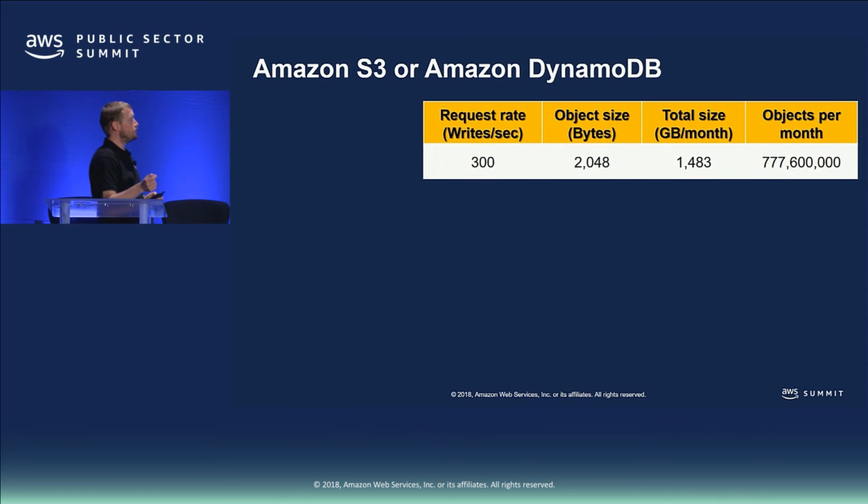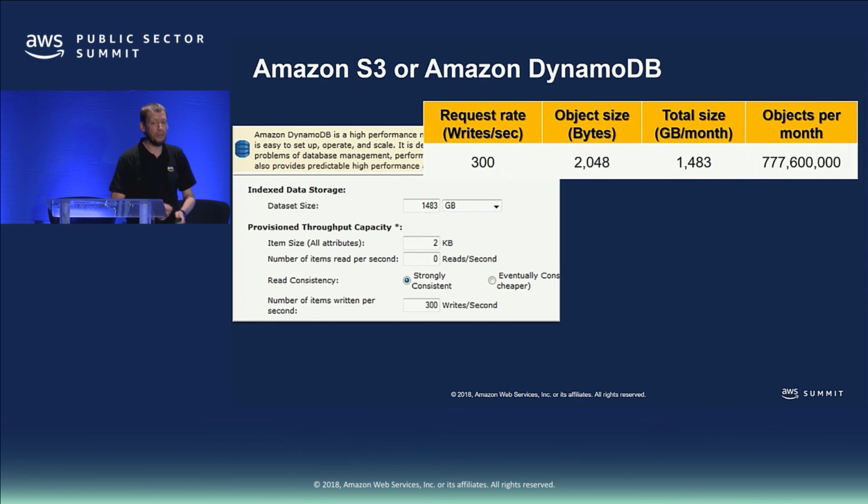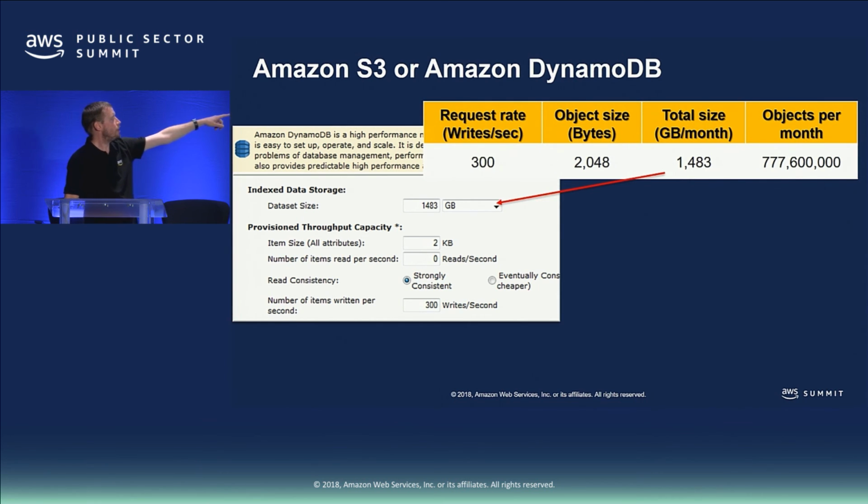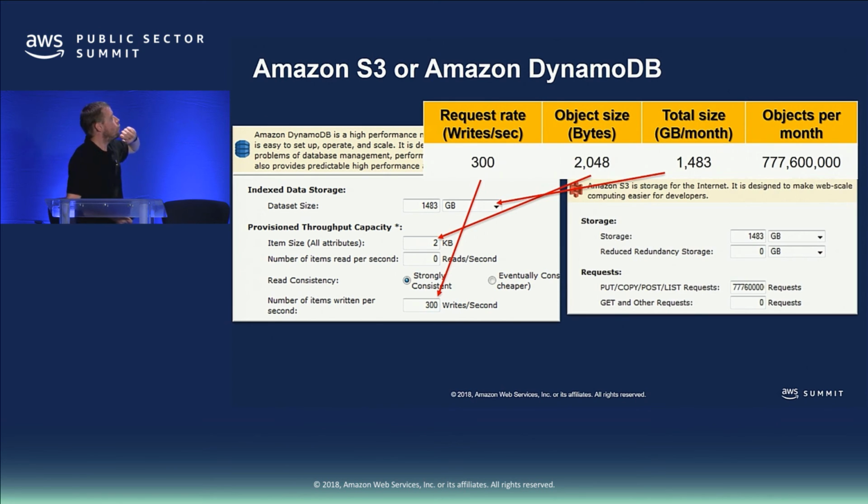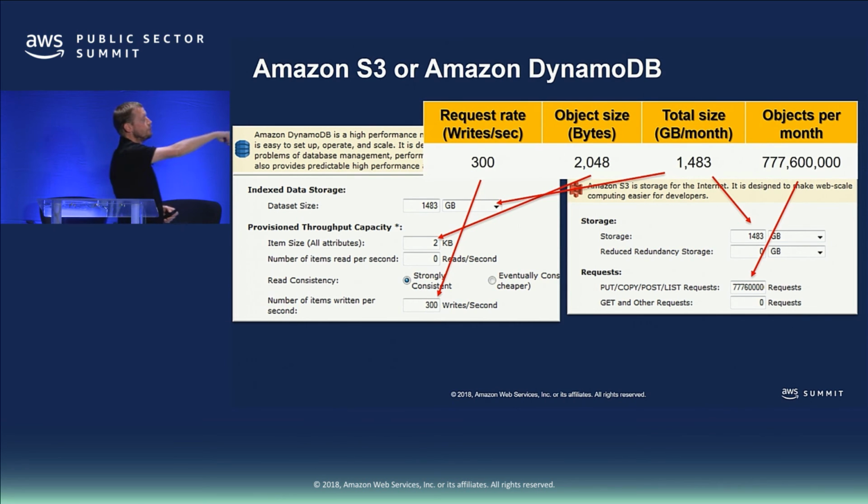So what we do, we take those figures and we plug them into the Simple Monthly Calculator. So in this case, Amazon DynamoDB, what we're doing is we're saying, OK, the total size is 1,483 gigabytes. We put that in. We say that the object size is 2K, so we put that in terms of the item size. And we specify the number of writes per second. By doing that, we can do the same thing with Amazon S3. So here we're saying we're going to put 1,483 gig in. And down here, we can see the different number of requests. So in this case, 770 million requests.